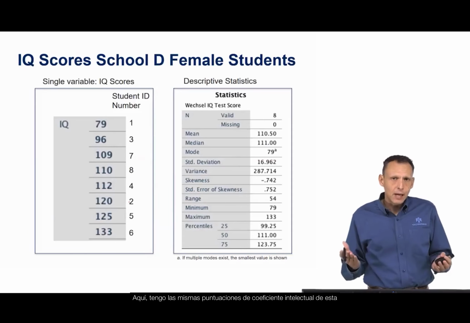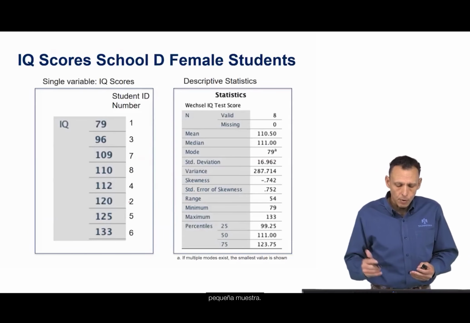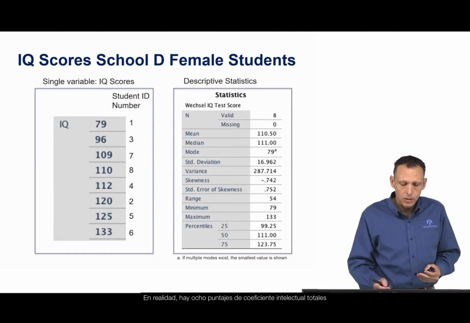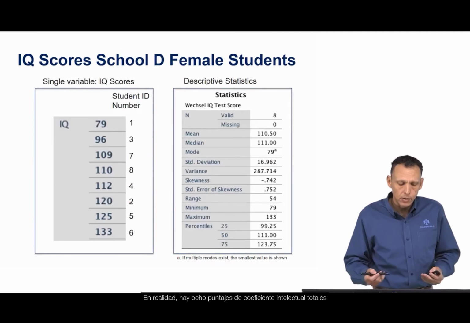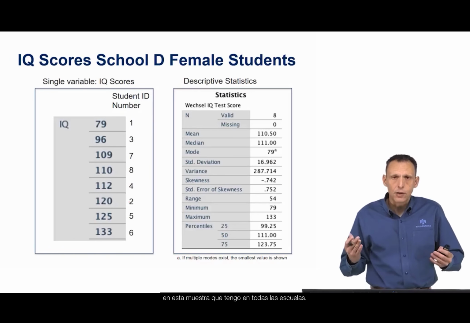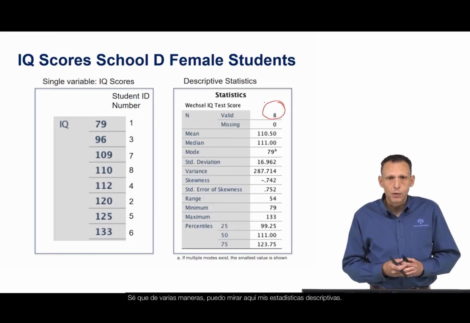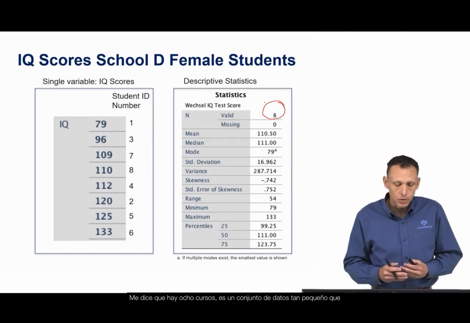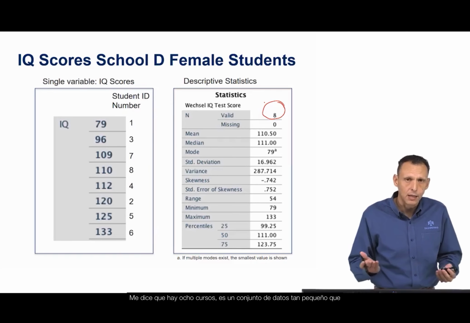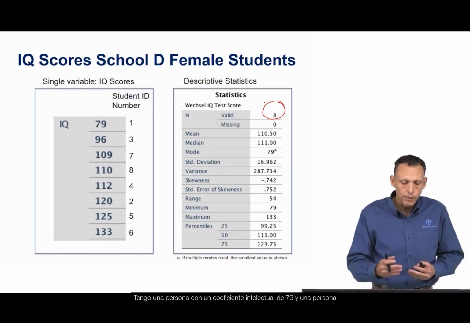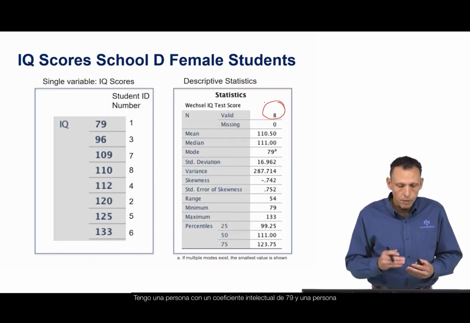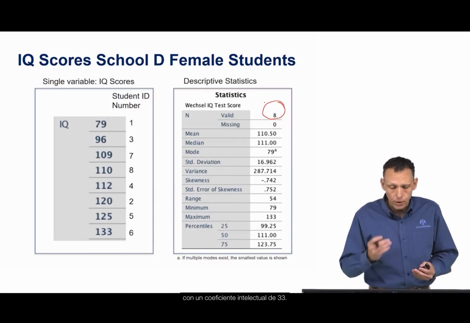Here I have the same IQ scores of this small sample. There's actually 8 total IQ scores in this sample that I have across the schools. I know that in a number of ways. I can look over here on my descriptive statistics. It's telling me that there's 8. Of course, it's such a small data set, I could just add it up. I've got one person with an IQ score of 79 and one person with an IQ score of 133.